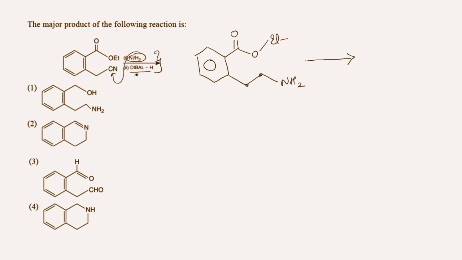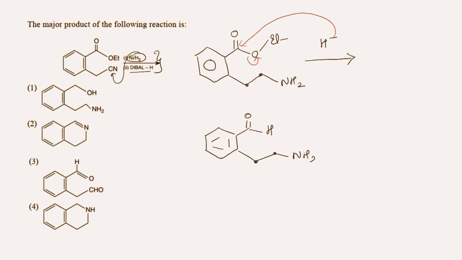Then when we treat this with diisobutyl aluminum hydride, it is a very selective reducing reagent. It will reduce our ester to an aldehyde. You can see that there is a bond formed between the carbon and hydrogen, and we are going to get an aldehyde like this. What about this group? CH2, CH2, NH2 will remain as it is.